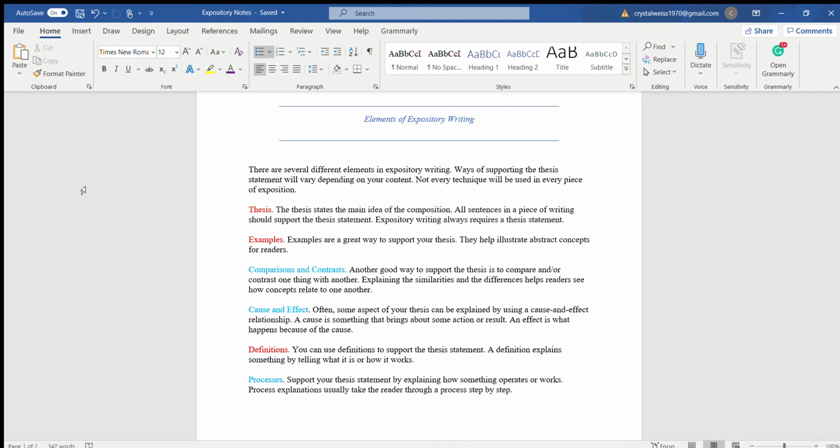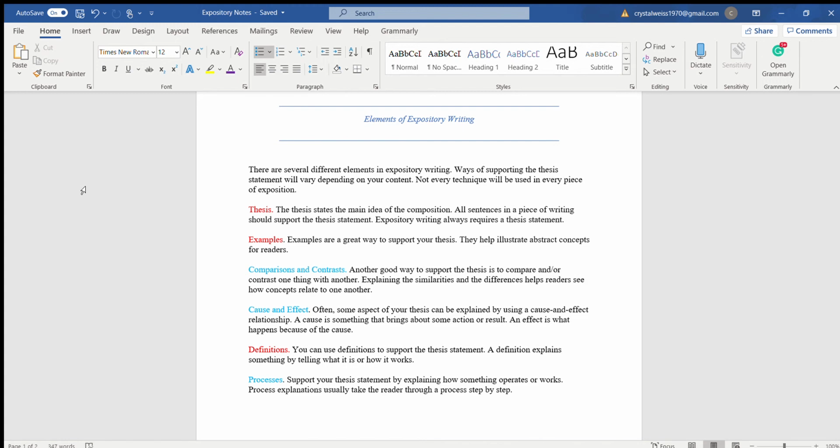Definitions. You can use definitions to support the thesis statement. A definition explains something by telling what it is or how it works. And again, maybe your example is going to need you to use definitions, but the example is the point, not the definition. Processes. Support your thesis statement by explaining how something operates or works.